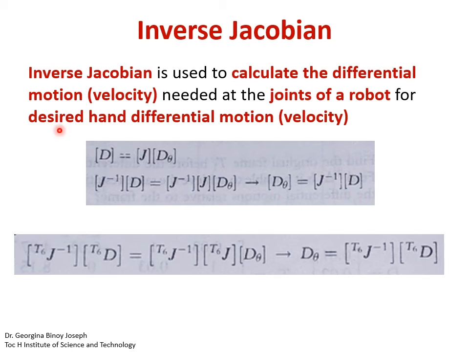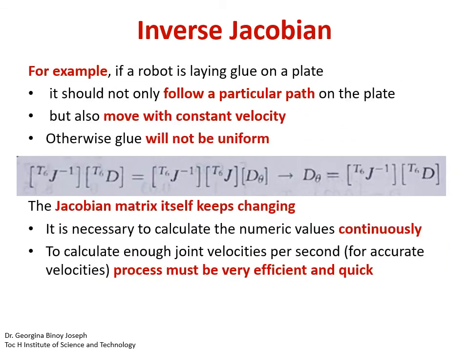For a desired hand differential motion, we need to calculate the differential motion at the joints. For that, we require the inverse of the Jacobian matrix that we have dealt with at the beginning of this module. Now, for the entire robot, the same equations hold. So, we get d theta is equal to T6 J inverse T6 D. So, this is for the entire robot.